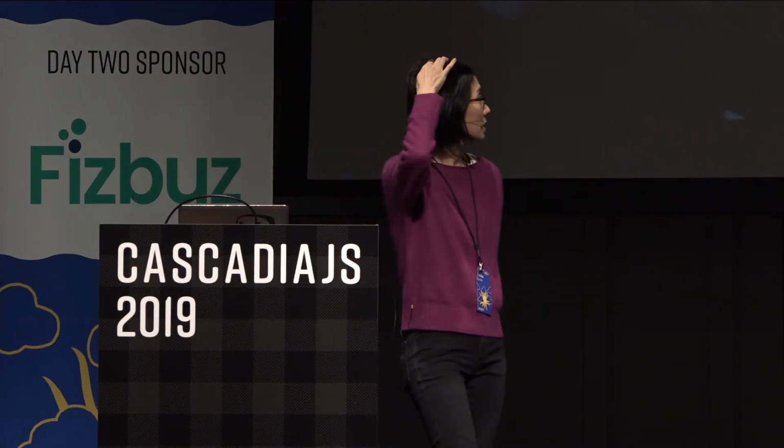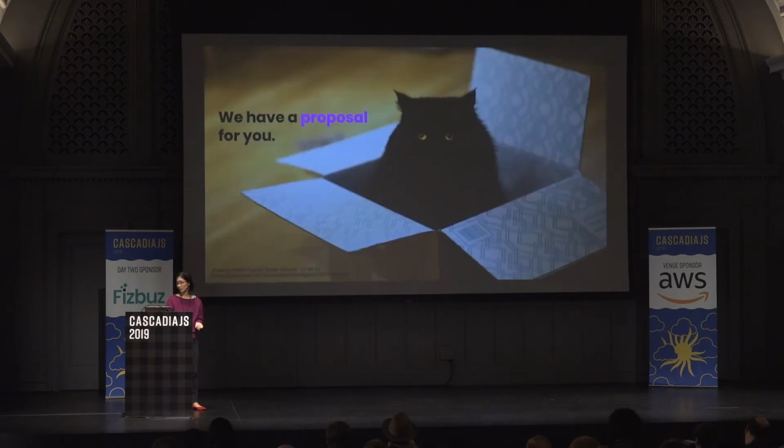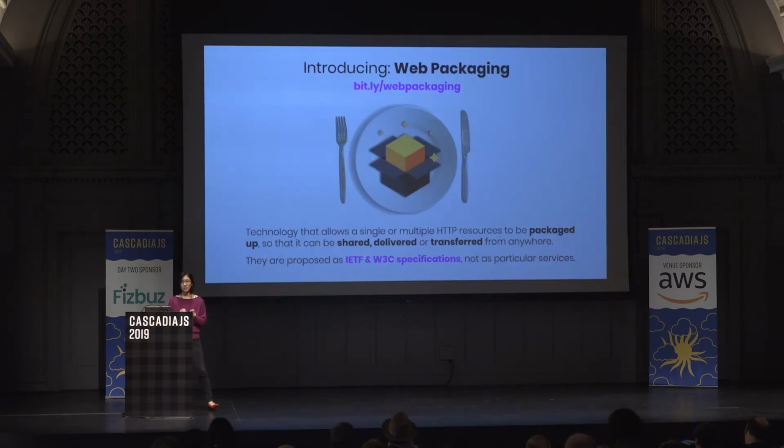So here's a simple question. Why don't we have a self-contained format like books on the web today? Then the content can be pre-discovered, pre-fetched, and distributed, like bookstores. So here's why we have a proposal. We have a proposal called web packaging, naturally, because that's the title of this talk.